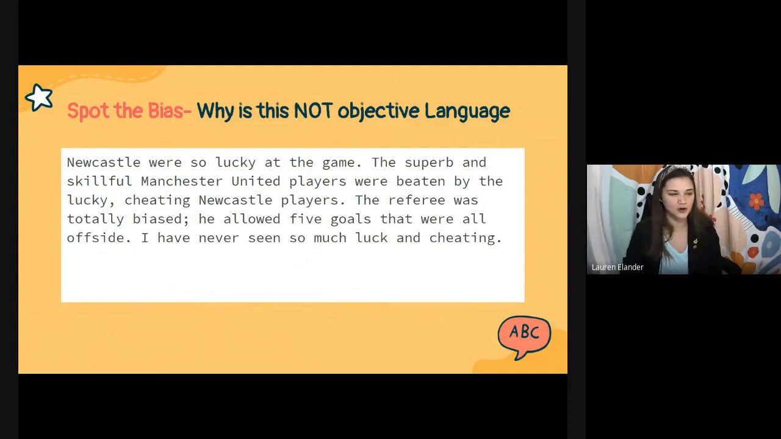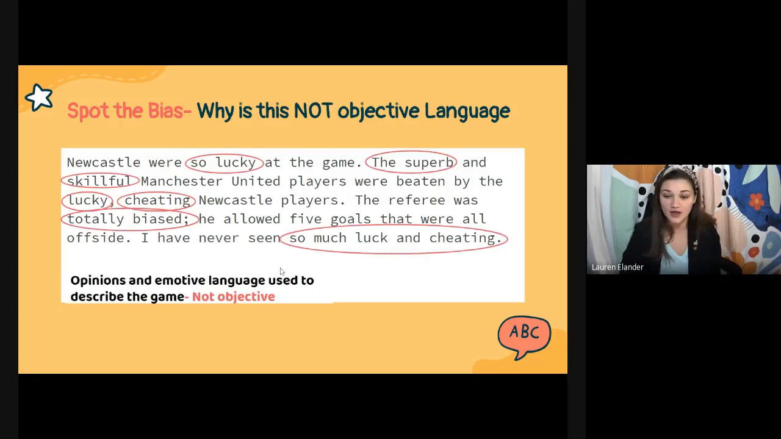The referee was totally biased. He allowed 5 goals that were all offside. I've never seen so much luck and cheating. So looking at this paragraph alone, can you guess who this writer likes, or this announcer? My guess is that they would be a Manchester United fan, because they're using all of these emotive words, or words that elicit emotions instead of objective language.